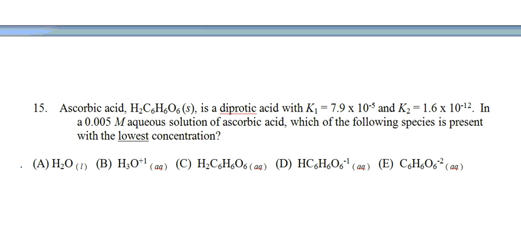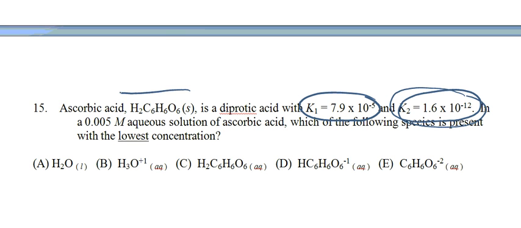Ascorbic acid, or vitamin C, is a diprotic acid with a K1 of 7.9 times 10 to the negative 5 and a K2 of 1.6 times 10 to the negative 12, in a 0.05 molar aqueous solution of ascorbic acid. Which of the following species is present with the lowest concentration? Well, guys, we have a diprotic acid here. What that means is we have a hard enough time removing 1 hydrogen, but we are going to have a really tough time removing 2 hydrogens.